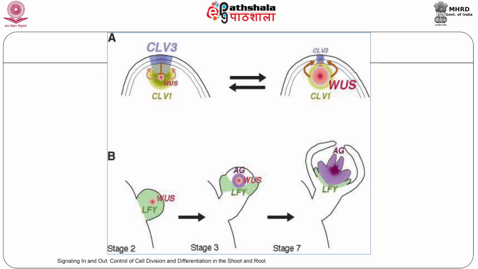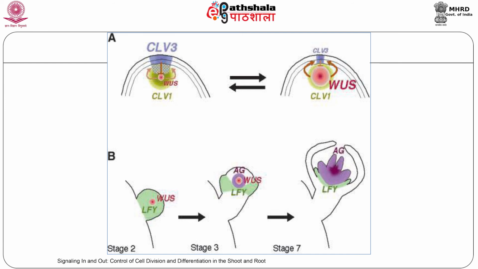the WUS homeodomain transcription factor. Loss of function WUS Arabidopsis mutants have defects in the SAM at all developmental stages. The shoot meristemless, that is STM, Arabidopsis mutant exhibits defects in SAM formation and maintenance similar to those of WUS.